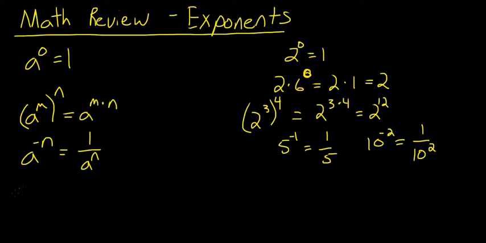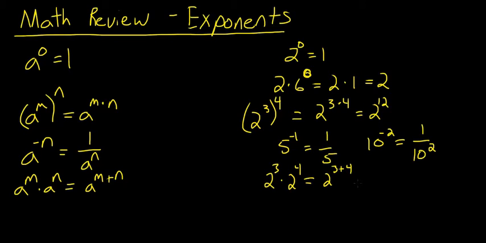The next rule is that we have some number raised to a power times itself raised to a different power, or the same power, it is equal to adding those powers. So a to the m times a to the n is equal to a to the m plus n. So if we had 2 to the 3 times 2 to the 4, that's equal to 2 to the 3 plus 4, or 2 to the 7.